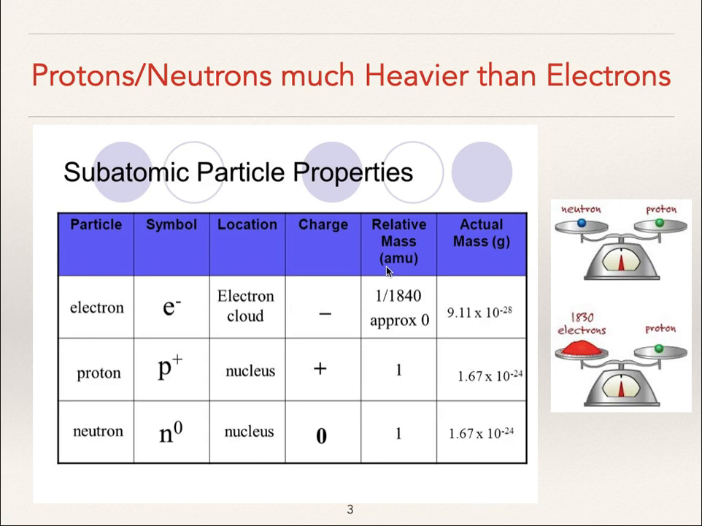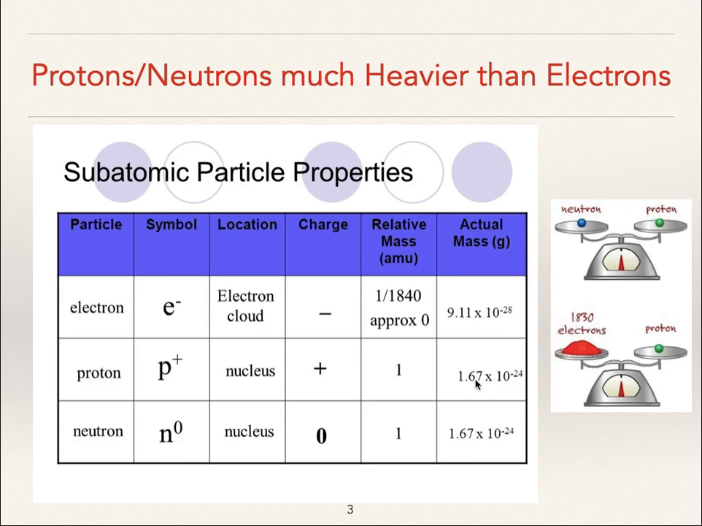Mass. Now you'll notice a $10 word right here, AMU. That's brand new. AMU stands for atomic mass unit. And the thing to take away here is that protons weigh about 1 AMU. Neutrons weigh about 1 AMU. Electrons are much, much lighter, approximately 0. They're so light that we ignore them.